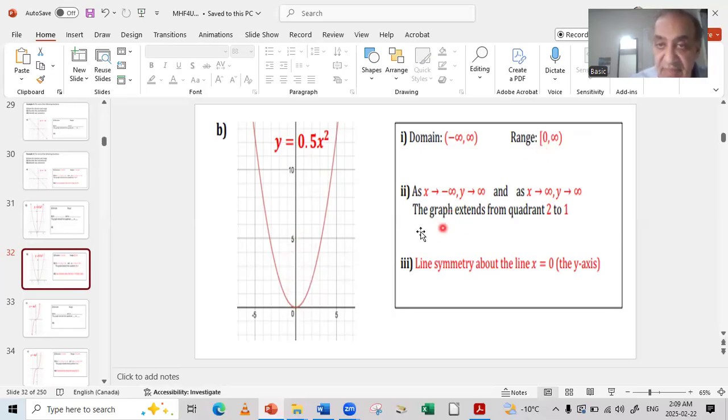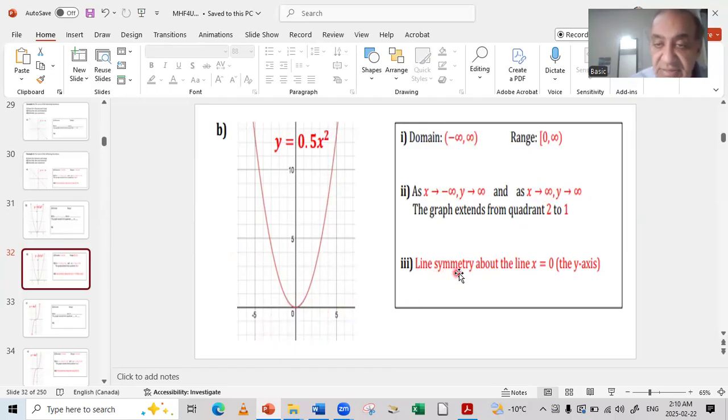This is f of x. The graph extends from quarter 2 to quarter 1. As x goes to minus infinity, y will go to infinity. y cannot go down, so y will go to infinity. And as x goes to infinity, y also will go to infinity. There is no minus infinity for y.